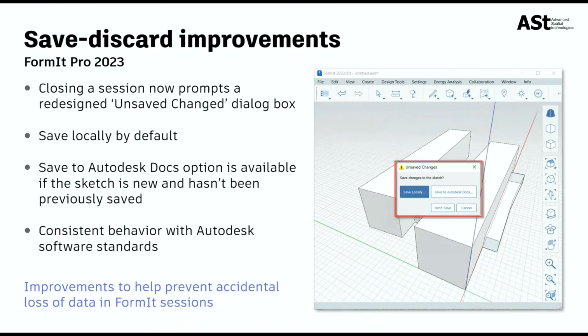For anybody who has used FormIt in the past, in previous versions you would close a sketch session, and if you didn't save changes, it would discard the changes. This issue would result in some data loss, which was inconsistent with other Autodesk software standards. So now when you close a sketch in FormIt 2023, like other applications, you are prompted with an unsaved changes dialog to save the sketch locally, to the cloud, or not save. This new behavior is more consistent with the Autodesk standards, reducing the chances of accidentally losing any data.